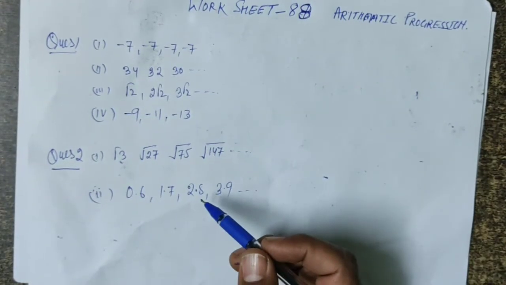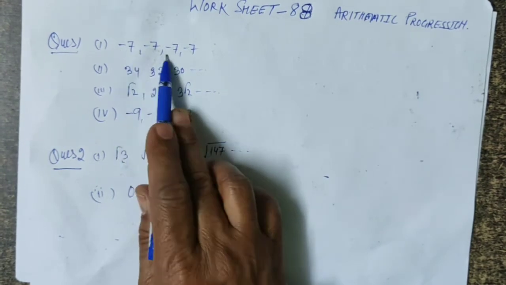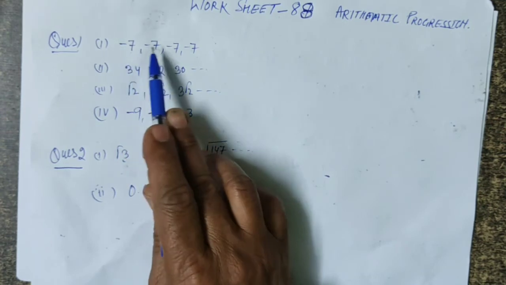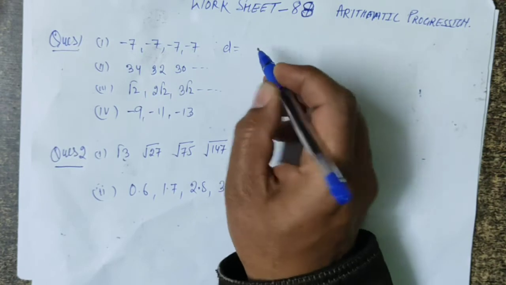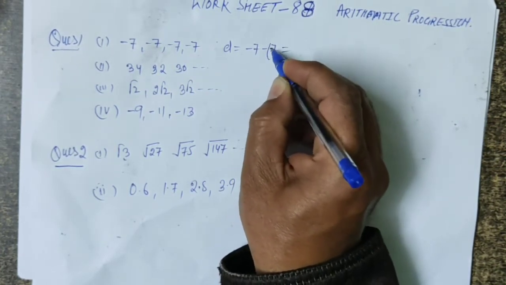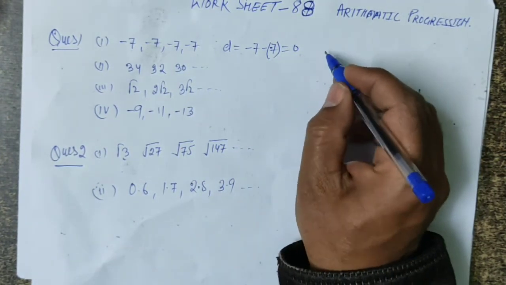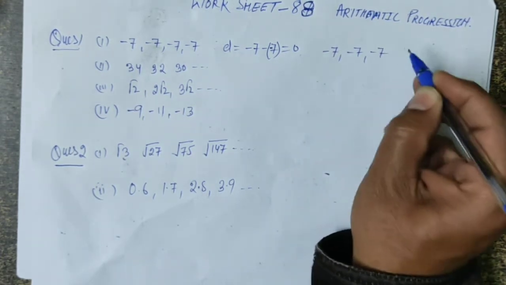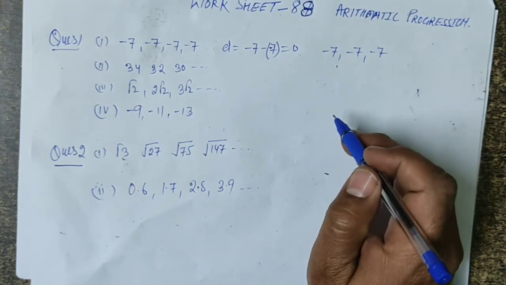Write the next three terms of each of the following AP. The AP is given to you and you have to write three more terms. See here, -7, -7, -7, -7. First of all, we shall find out D. D will be -7 minus -7, that is 0. So hence the next three terms will be the same, -7, -7 and -7. If the common difference is 0, then all the terms of that AP will be the same.